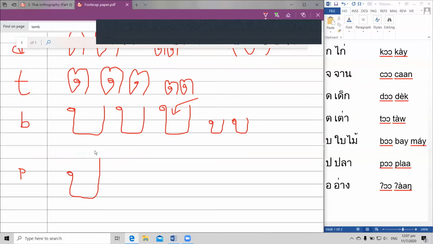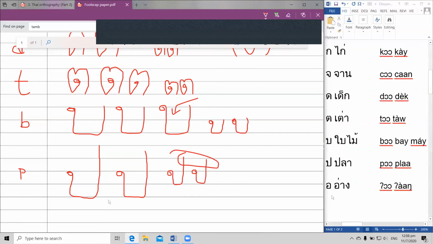All right, poplar, or you can even extend it further. Maybe something like this. Let's write it small this time. If it's small, it will look something like this. The difference between bo bai mai and poplar is just this part.